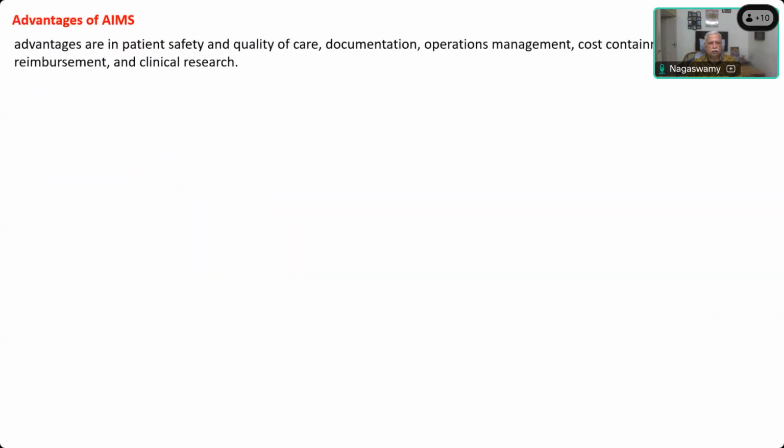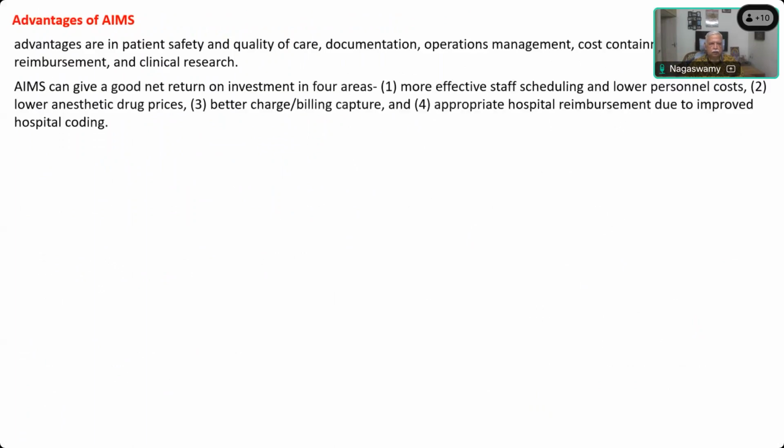What are the advantages? They are very useful for patient safety and quality care, documentation, and operating room management. Based on that, corporate hospitals can do the cost calculation, how much expense is incurred for the patient, and it can be fed to the insurance companies for reimbursement, and it can also be used for clinical research. And AIMS can give good return on investment in 4 areas.